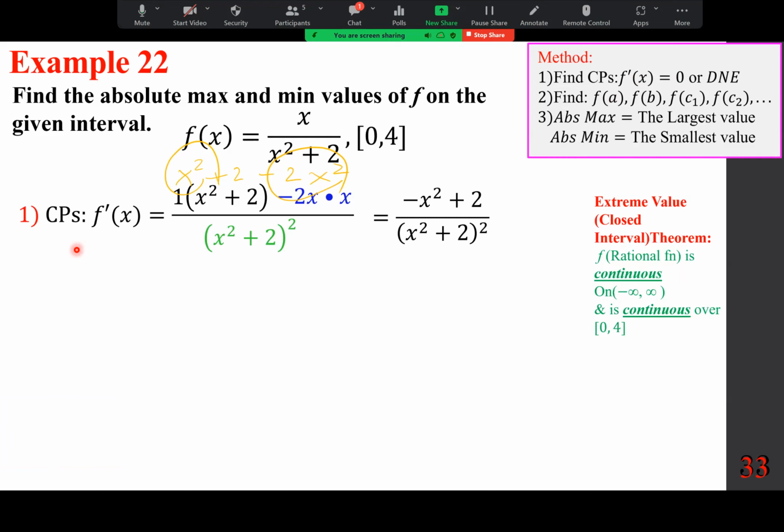f prime is 0. A fraction is 0 when the top is 0. Minus x squared plus 2 equals 0. That means x squared is 2. That means x is plus or minus square root of 2. I'm assuming we have no problem with that.